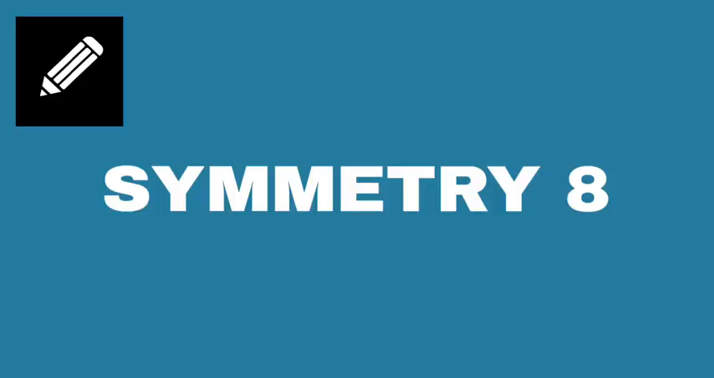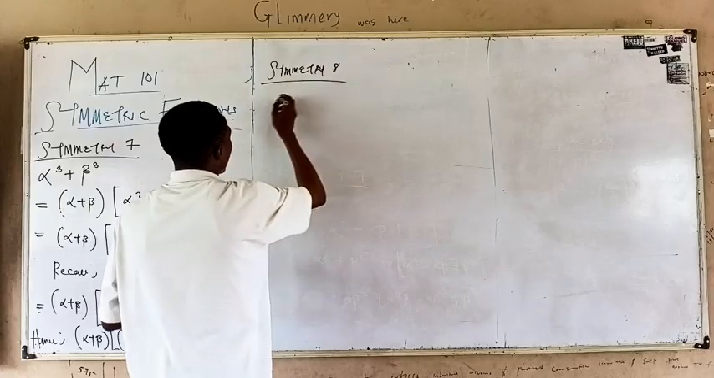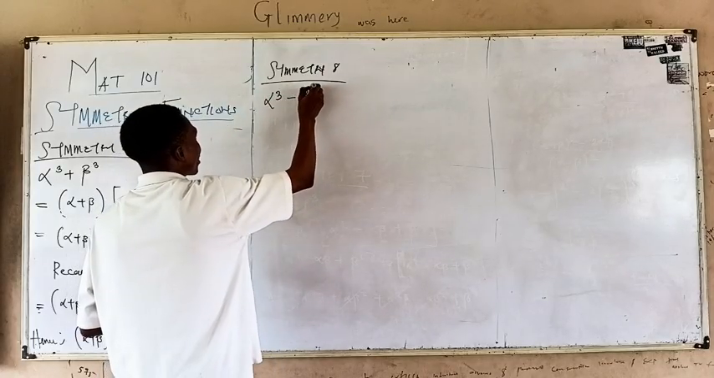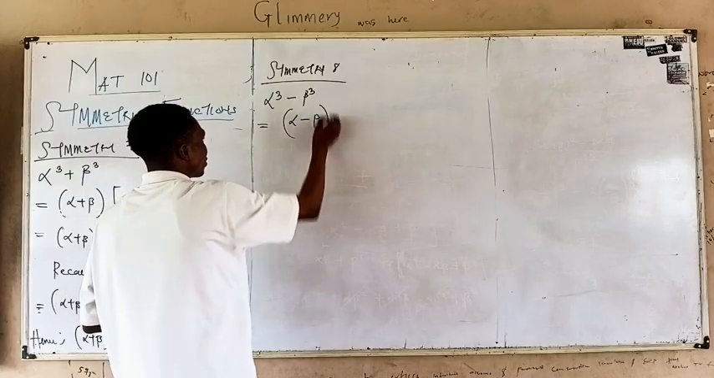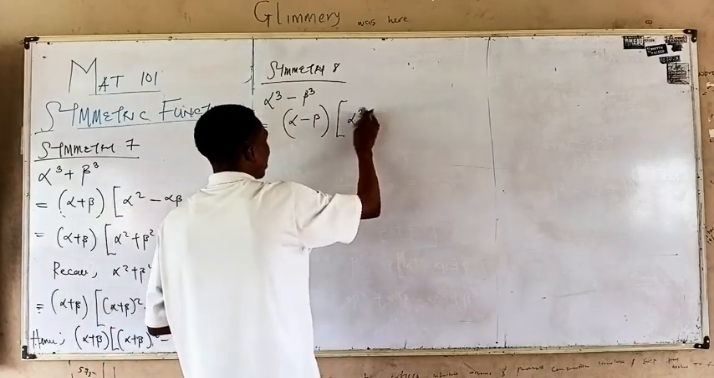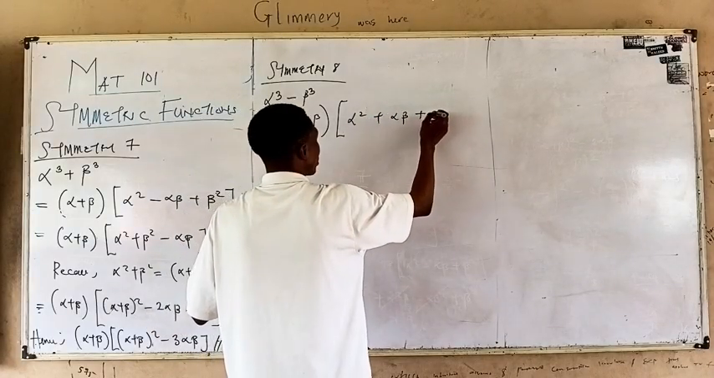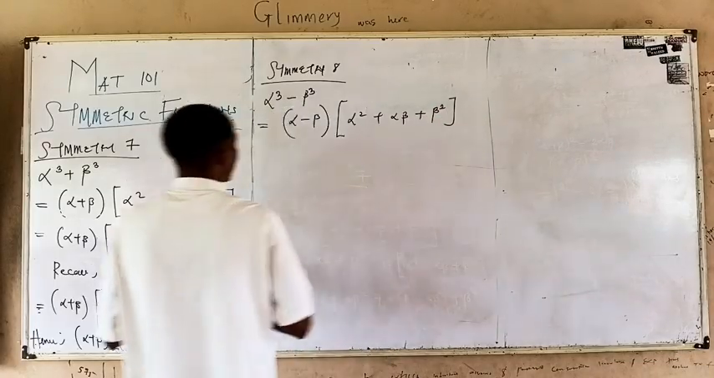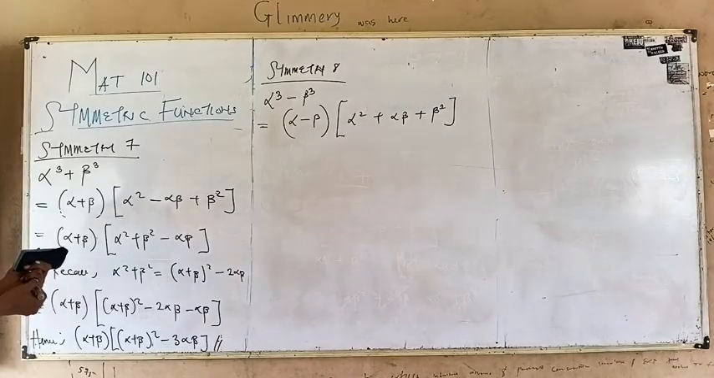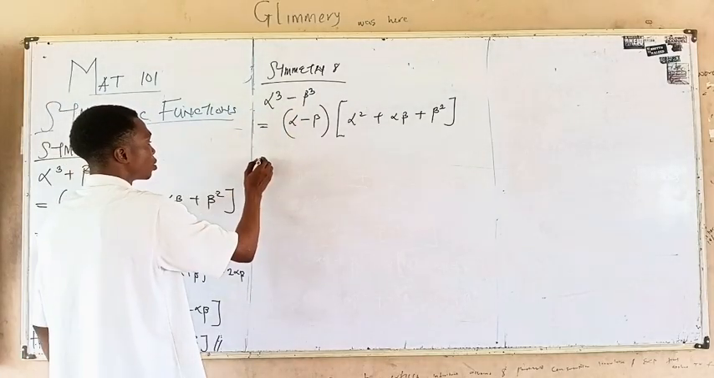So let's try symmetry 8. So we're having alpha cube minus beta cube. So like I said, we have it as alpha minus beta, then everything alpha square plus alpha beta plus beta square. I think it should have minus? So let's see whether when we expand it, it's going back to this.